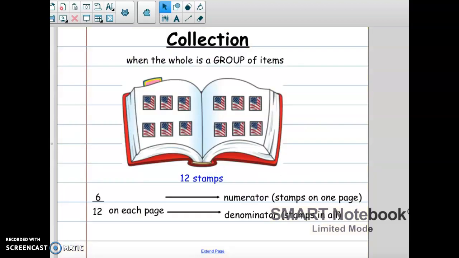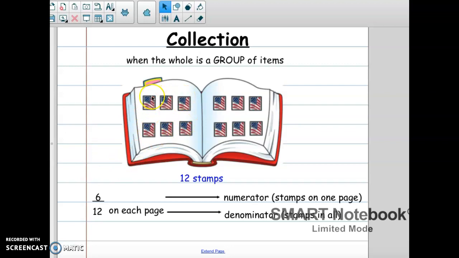Your drawing should look something like this, or you might have one group of 6 in a pile and another group of 6 from your collection in a pile. A collection is when the whole is a group of items. In this case, the collection in the math message are the 12 stamps. The group of 12 items, the 12 stamps, is the collection that we are working with.